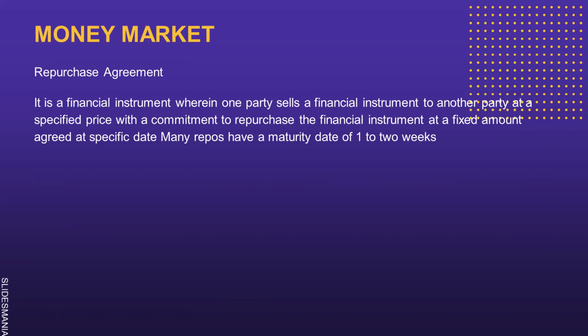Now, repurchase agreement. It is a financial instrument wherein one party sells a financial instrument to another party at a specified price with the commitment to repurchase that financial instrument at a fixed amount agreed at a specific date. Many repos have a maturity date of 1 to 2 weeks. So basically, class, a repurchase agreement gives the other party the chance to repurchase it, but at a fixed amount and a specific date. Failure to pay that amount, of course, means that party loses the chance to repurchase it. So that's the repurchase agreement.